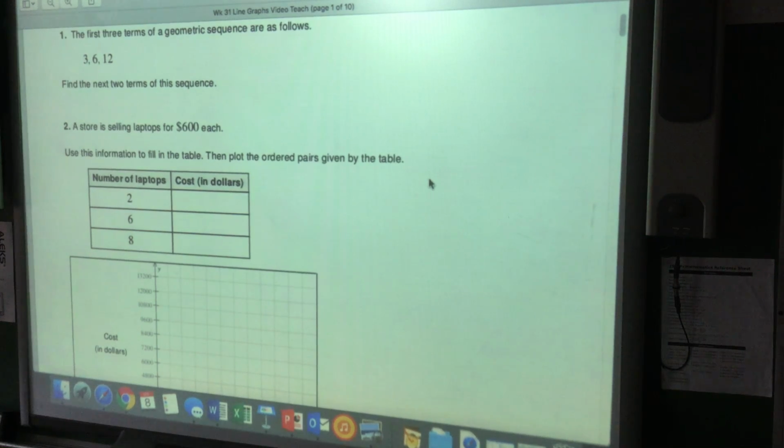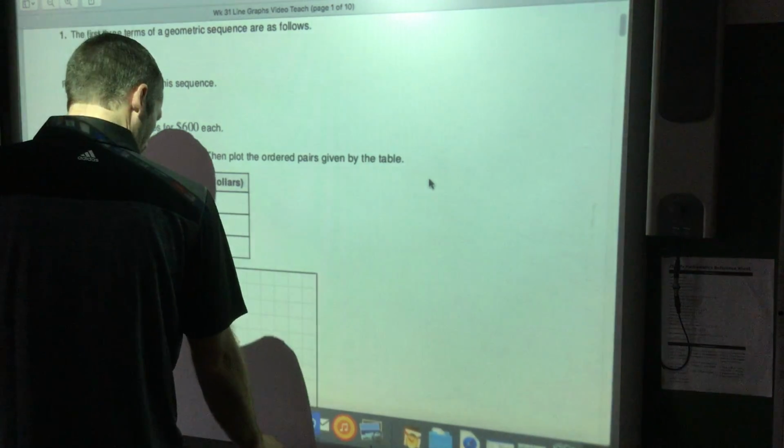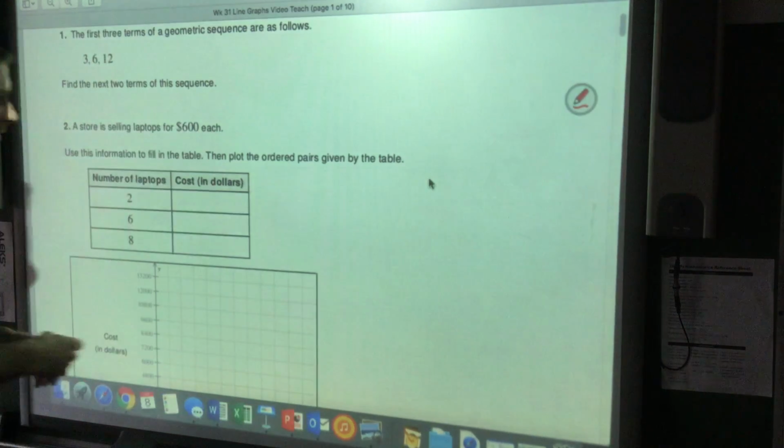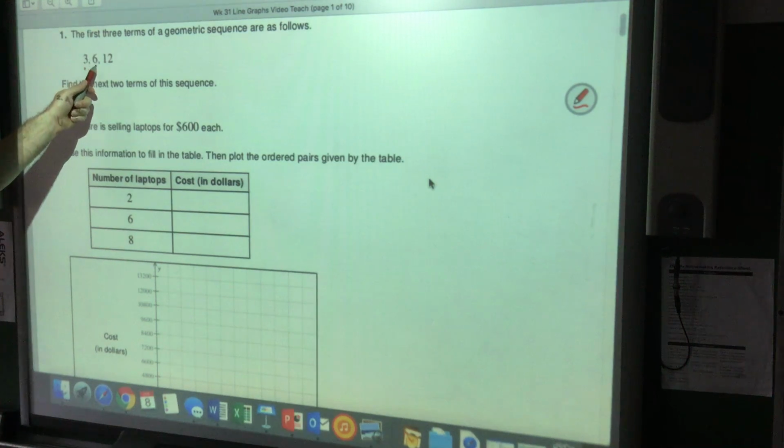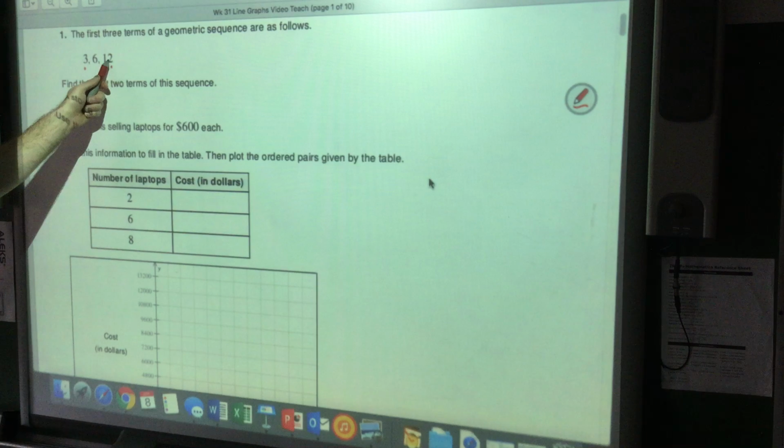All right, let's look at line graphs. Okay, this takes some critical thinking. The first three terms of a geometric sequence are as follows. We have 3, 6, 12. So we could add 3 to get there, but you can't add 3 to get there.